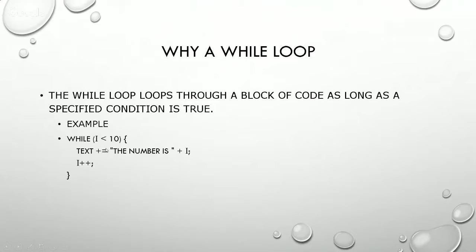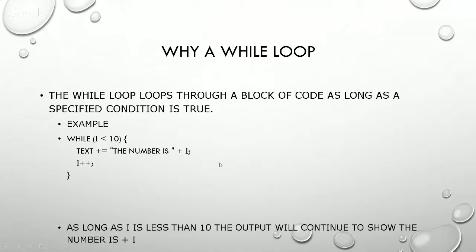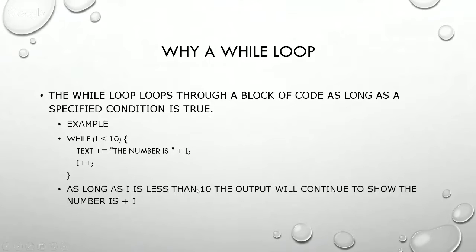So the text, this right here means that this text is equal to whatever this is. So the number is plus i, and then we're going to increase i. One thing I don't have in here is the variable i is equal to 0. So while i is less than 10, like 0, 1, 2, 3, 4, 5, 6, 7, 8, 9, it'll continue to run this statement. So as long as i is less than 10, the output will continue to show the number is plus i.